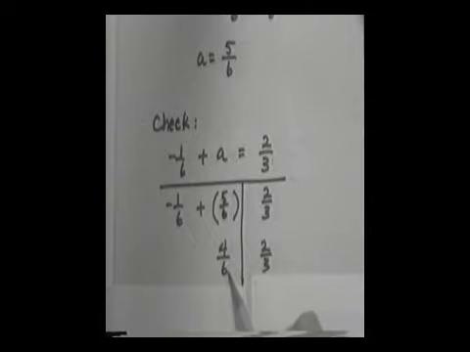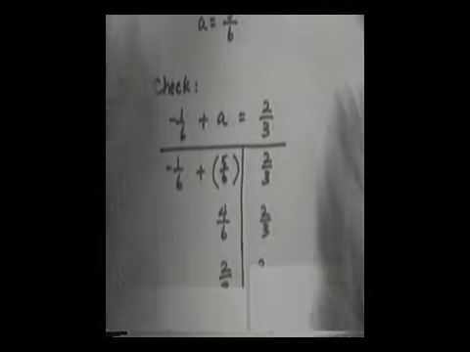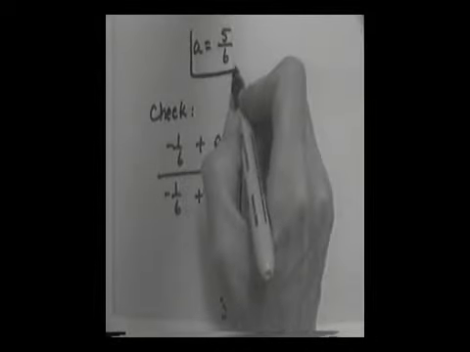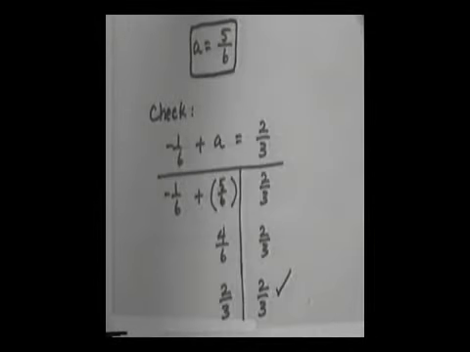Then, -1/6 plus 5/6 is 4/6. On the right, we simply copy 2/3. 4/6 has a common factor of 2 in the numerator and denominator. 4/6 reduces to 2/3, and the 2/3 equals 2/3 is true. That means that the solution a equals 5/6 can be safely indicated as the correct answer.